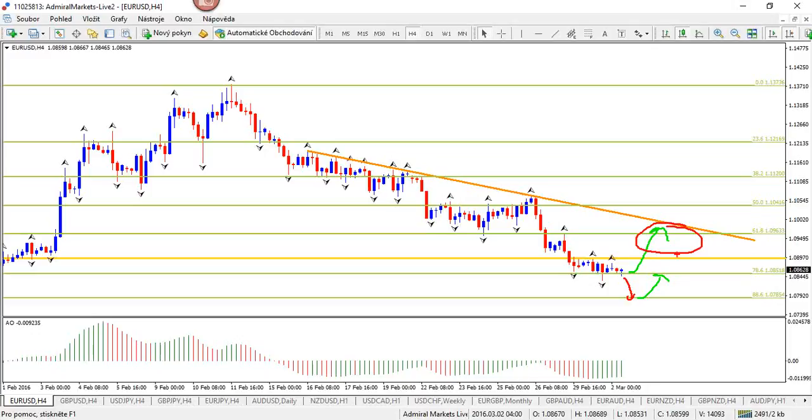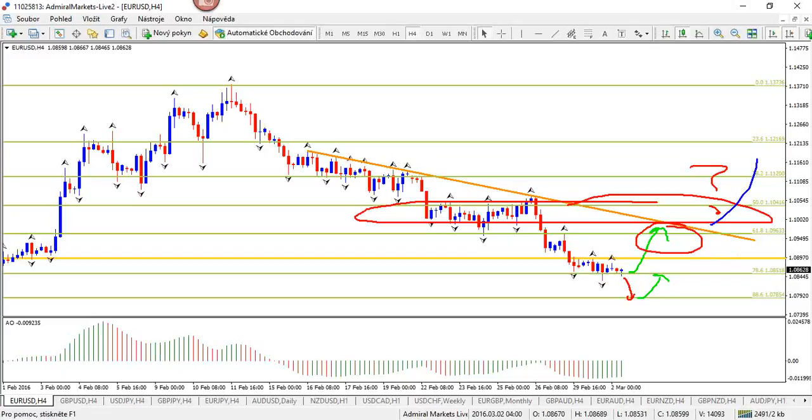And then how will it react to this resistance area right in here? That's the next question. Will we get a break above it or a substantial continuation? Now, honestly, this could be traded both ways. I don't think that there's anything wrong with either trade idea.